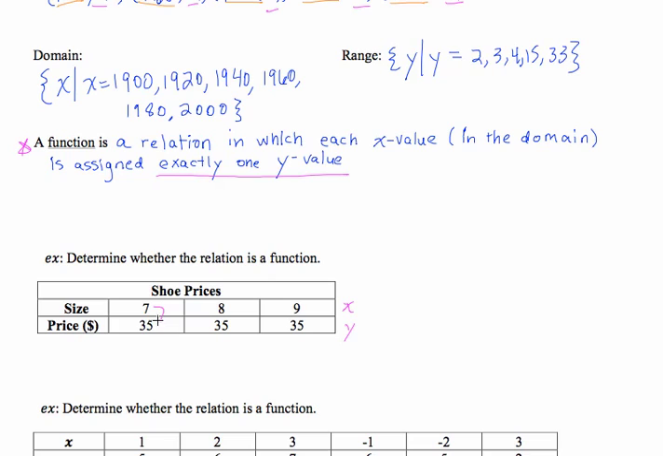When x is 7, the y is 35. That's it. It's not, if your shoe size is 7, the price could be 35 or 30. It's the price is 35. When x is 8, the price is 35. That's one number there. When x is 9, the price is 35. That's one number. So each x does have exactly one y. So this is a function.